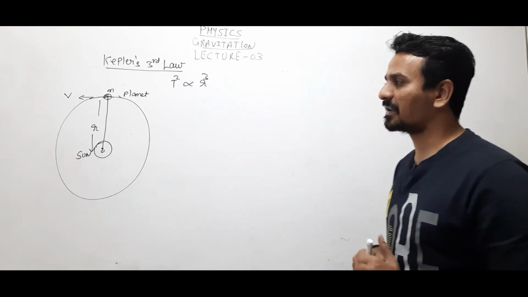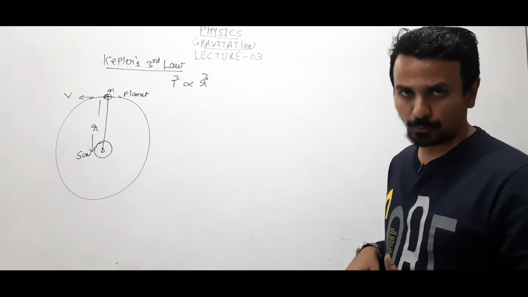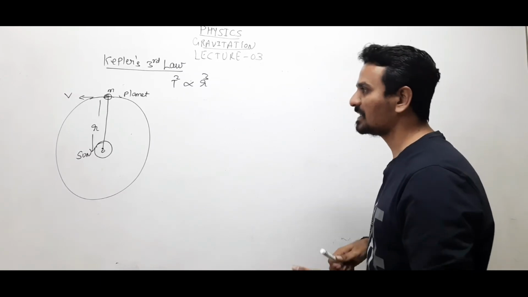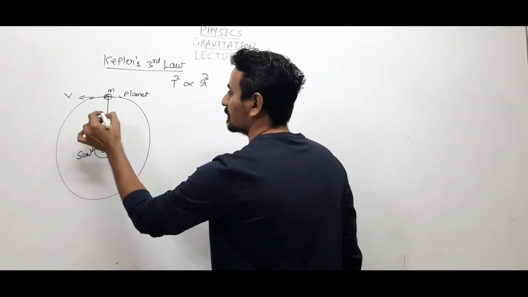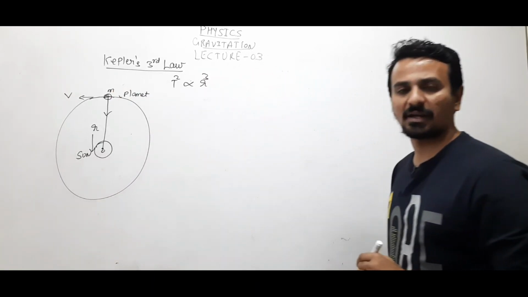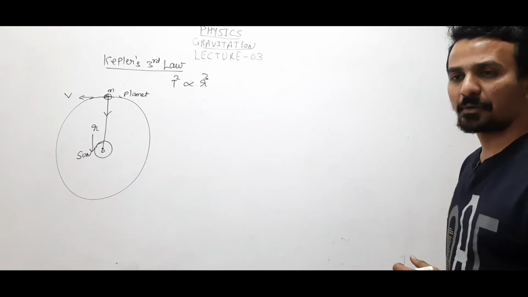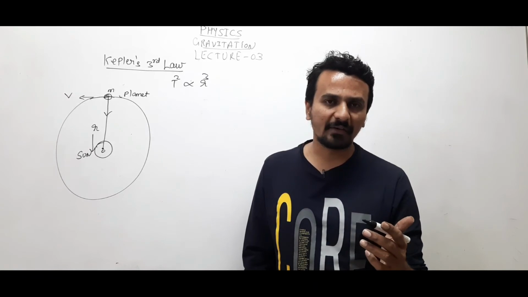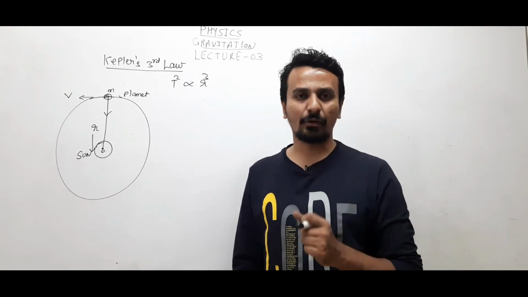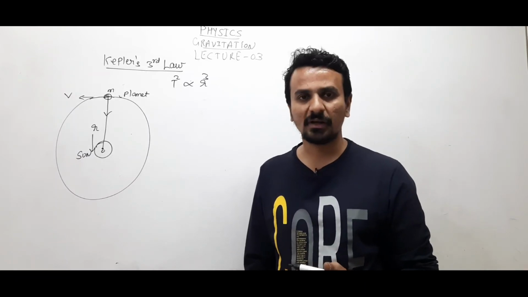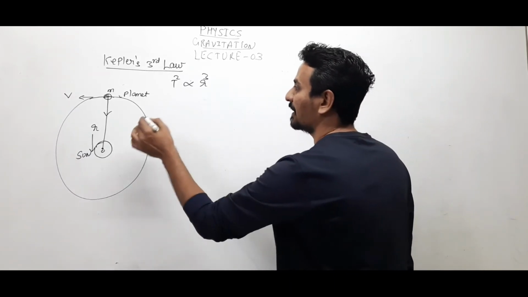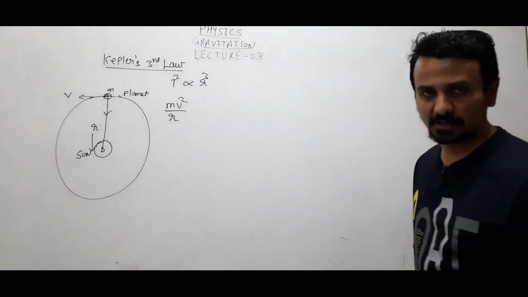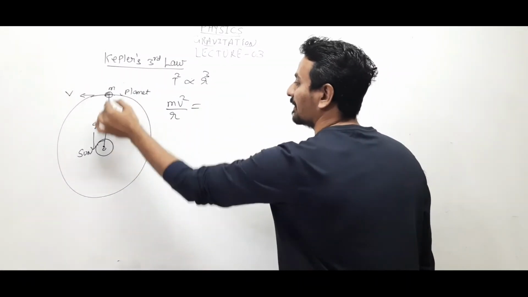Here we have just assumed that the planet is revolving in a circular orbit. In Kepler's first law, we had taken an elliptical orbit. For a planet to revolve around the sun in a circular orbit, it requires centripetal force. Whenever any object wants to move in a circular manner, it needs centripetal force. In the present case, the centripetal force mv squared by r is required for the planet to revolve around the sun. This centripetal force will be provided by the gravitational force.